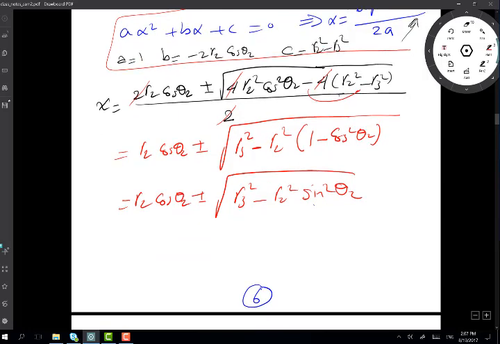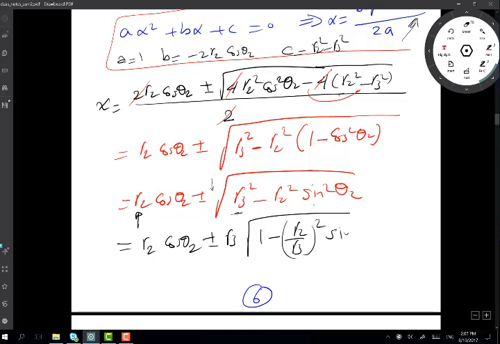And I can rearrange, I just realized this term has R2, that's millimeter or length or meter, whatever. I need to show that I have also the same unit here. I can take R3 as a common factor. Simplify inside, so R2 cosine theta 2 plus or minus R3 times the square root of 1 minus R2 over R3 squared sine squared theta 2. This gives me an expression for the distance x.